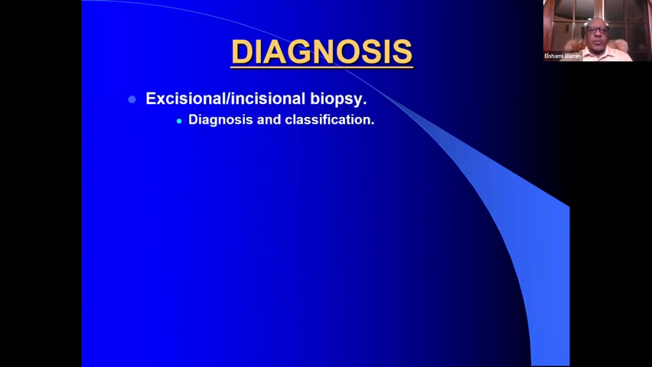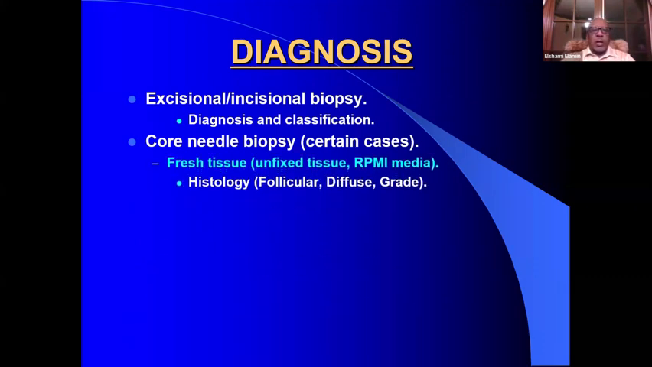So for the diagnosis, you need to remember, typically we like an excisional or incisional biopsy, and that will help with the diagnosis. It will give us the structure of the lymph node, and that's it for the classification too. Core needle biopsy sometimes is acceptable. If we send tissue, remember the tissue should not be fixed, should not be sent in formalin, should be sent in RPMI media.